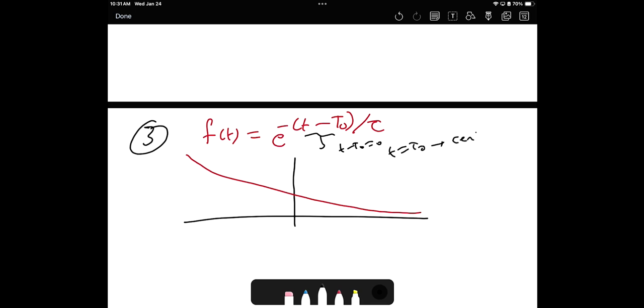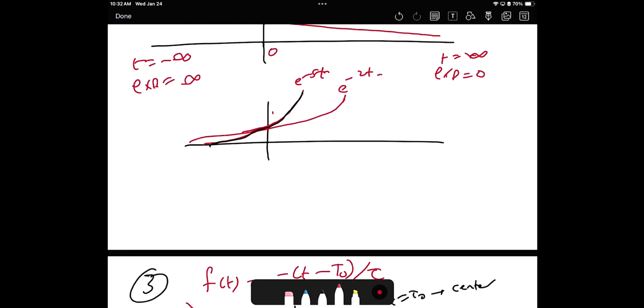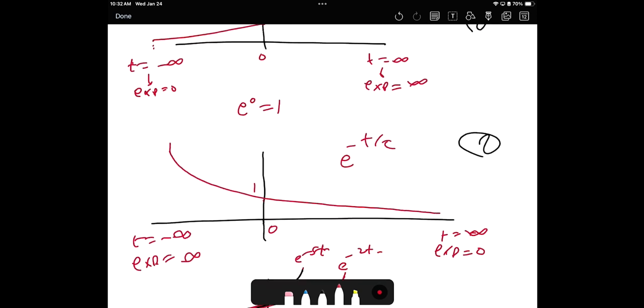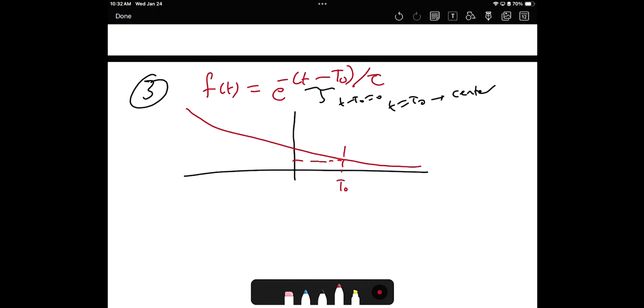So here is the center, which is t0. This means it will be 1 only at t0, not at the origin, while in the previous case it was centered at t equals 0. Basically, we're just trying to define the center. So when we have a time shift, just shift the center, right or left, depending on what's inside. So t minus t0 equal to 0 defines where the center point is.